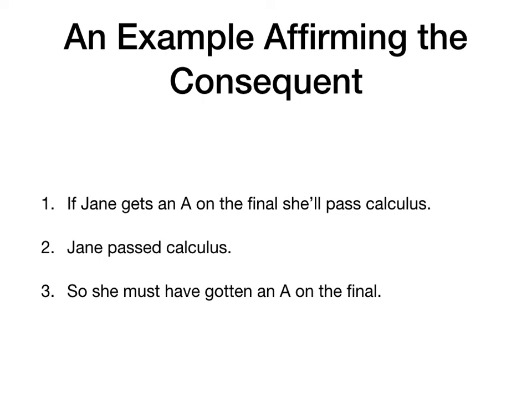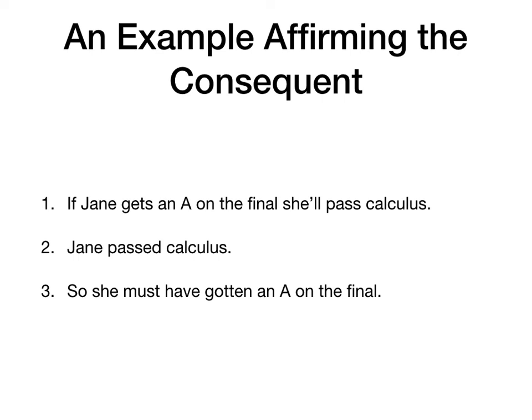Go back to our argument about Jane and her calculus final. If Jane gets an A on the final, she'll pass calculus. She passed calculus, so she must have gotten an A on the final. Well, but we don't know that, right? There might be plenty of other ways for her to pass the class besides getting an A, right? It might turn out that her average is high enough that a B on the final will also get her to pass the class. The argument says an A will do it. It never says that a B won't do it, right?